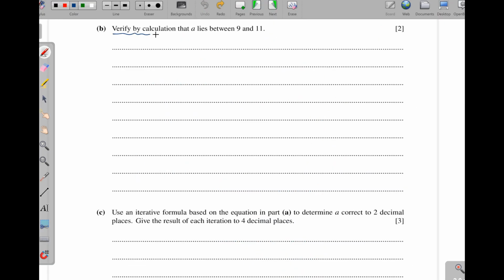Part B, verify by calculation that a lies between 9 and 11. Now, suppose this is the graph that we draw, okay, as our function, where it meets with the x-axis. That is what we call the root of the function.